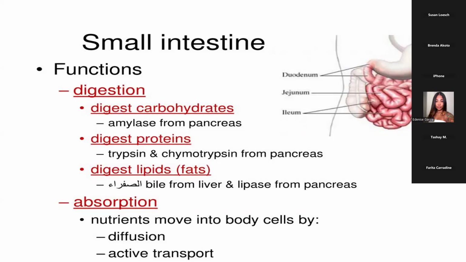So you want to know these digestive enzymes. Okay. So amylase from the pancreas for the carbohydrates, trypsin and chymotrypsin from the pancreas for the proteins, and then bile from the liver and lipase from the pancreas for the fats. Now remember, the pancreas is going to release those enzymes. They'll go into the duodenum, and the jejunum will be activated in order for that process to occur.